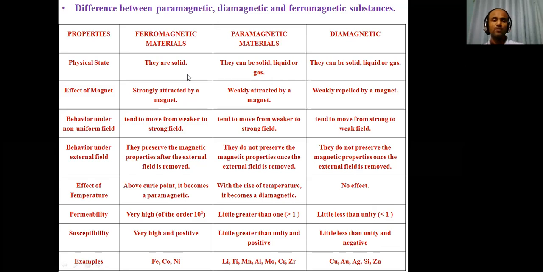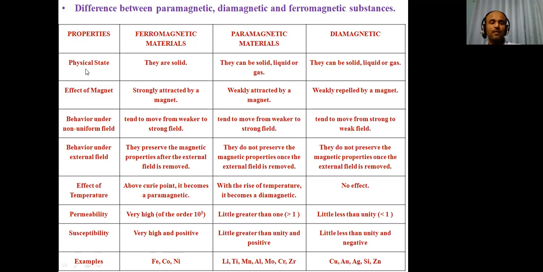So on the basis of magnetic properties, substances are classified into ferromagnetic, paramagnetic, and diamagnetic. So these are the three important classes of substances on the basis of magnetic property. Now we will discuss all the differences between these substances.